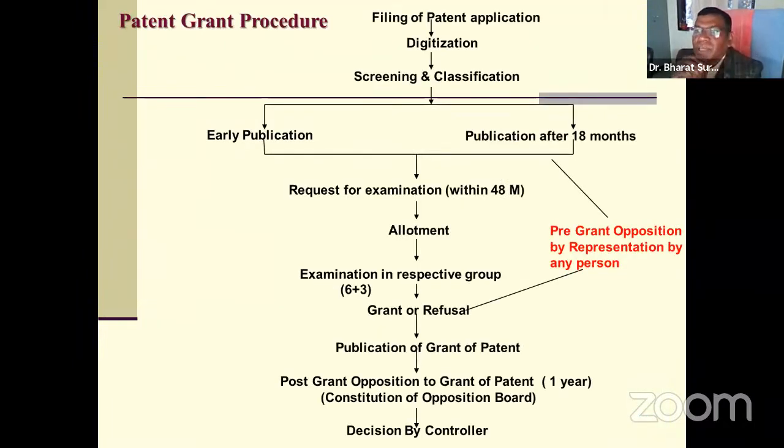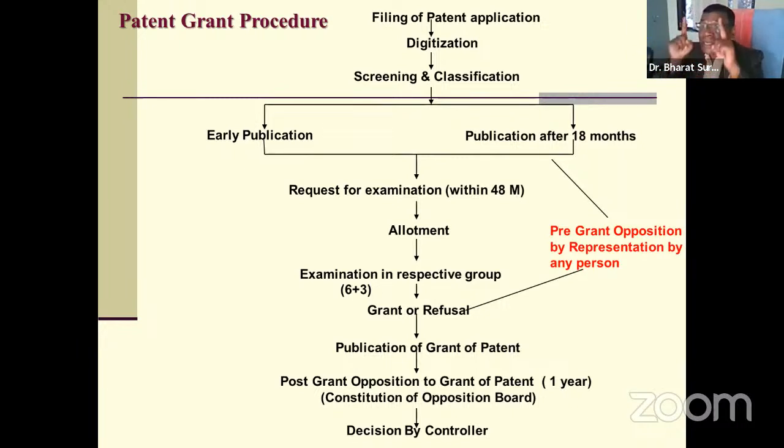As sir asked about the granting of patents, I'll go with this and then I'll conclude. Once you file the patent application physically in writing, we digitize it. If you file online, we take the data online only. Then we screen and classify the subject: biotech, micro, physics, electrical. For classification we use the International Patent Classification, IPC 7. If you request early publication, we publish within a week or a month, otherwise it is 18-month publication.